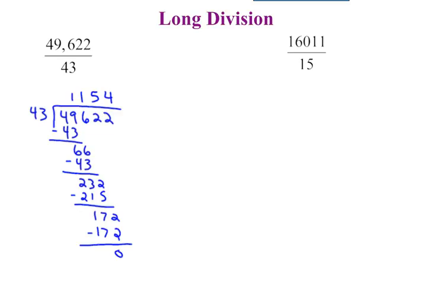So in this example, as I said, it's already done. 43 does not go into 4, obviously. So we ask, how many times does 43 go into 49? And of course, it goes in once. And 1 times 43 is 43, so we see that very clearly. Do the subtraction. 49 minus 43 is 6. Bring down the next 6. How many times does 43 go into 66? Goes in once. 1 times 43 is 43. Do that subtraction, and you get 23. Bring down the 2.